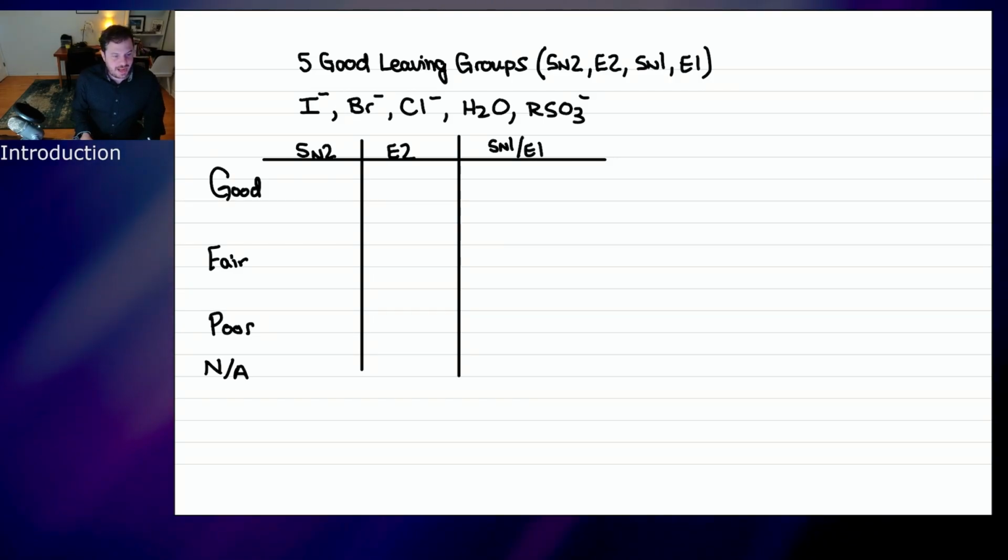For the SN2 reaction, that reaction is going to be considered good if the molecule containing the leaving group is primary. So if you have what's called a primary substrate, that is good. Secondary is fair for SN2, and tertiary is poor for SN2. The SN2 reaction is considered not applicable if you have a poor or bulky nucleophile.